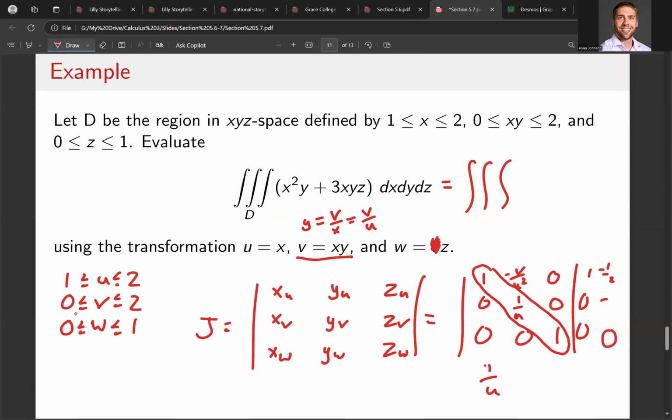We want to turn the inside into u's, v's, and w's. And then there's a 1 over u, and then all the dv's and stuff. You can do your u on the outside, your v in the middle, and your w on the inside. And then you're off to the races.